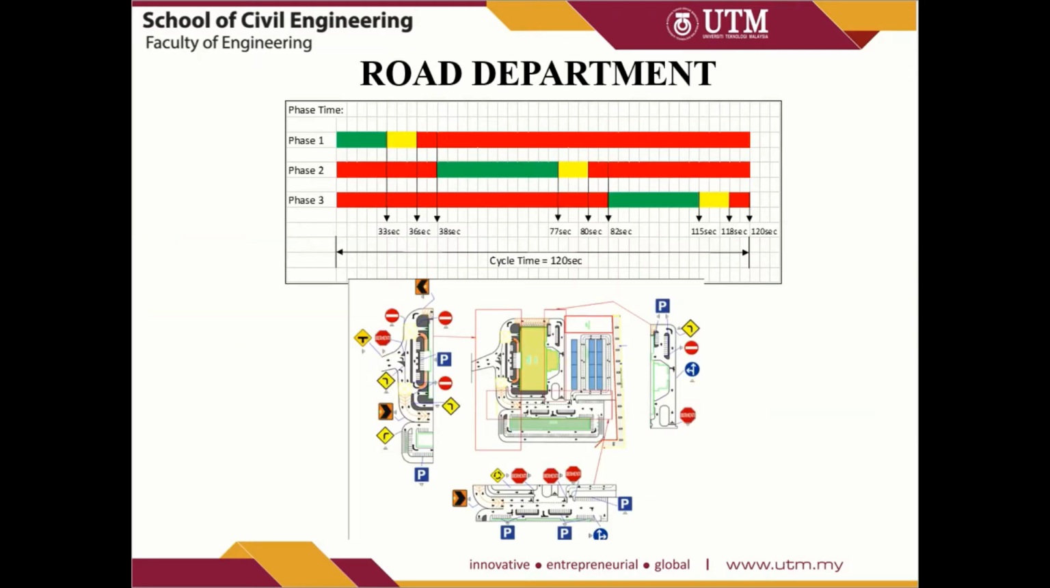So then from the table on top, we can see that after calculation and assumption for amber period which is 3 seconds, all red period 2 seconds and lost time 2 seconds, the total cycle time is 120 seconds for phase 1, 2 and 3. Then for the figure below here, we can see that the signage that we have assigned in certain location is depending on the usage as well as the geometry to prevent operational problems. This is the signage that we have selected and placed in the three different buildings on the road.